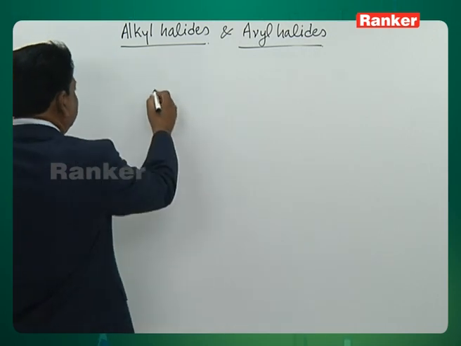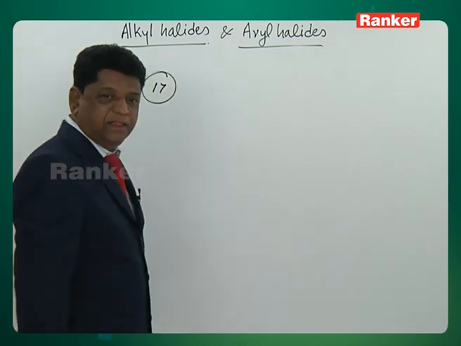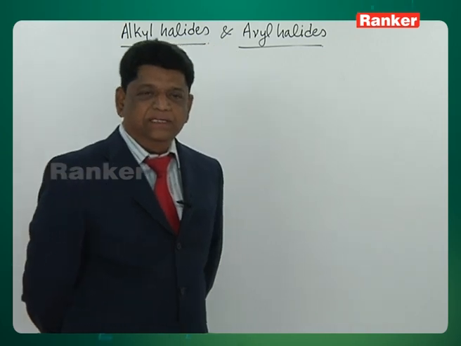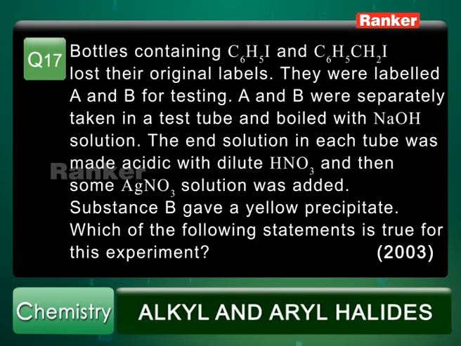So let's go to the 17th question. The question is a little descriptive type, but it's very interesting. The bottles containing phenyl iodide and benzyl iodide lost their original labels. They were labeled A and B. For testing, A and B were separately taken in test tubes and boiled with sodium hydroxide solution. The end solution in each tube was made acidic with dilute nitric acid, and then some silver nitrate solution was added. Substance B gave a yellow precipitate. Which of the following statements is true for this experiment?